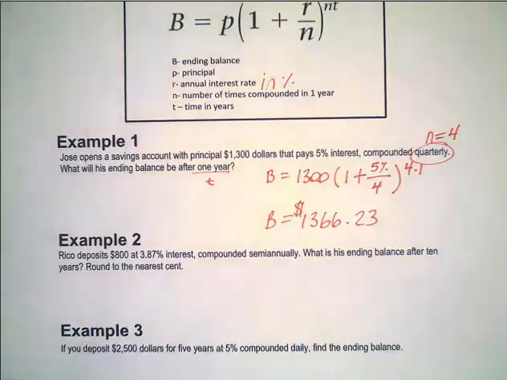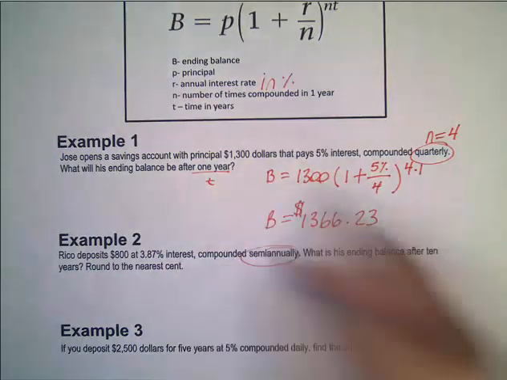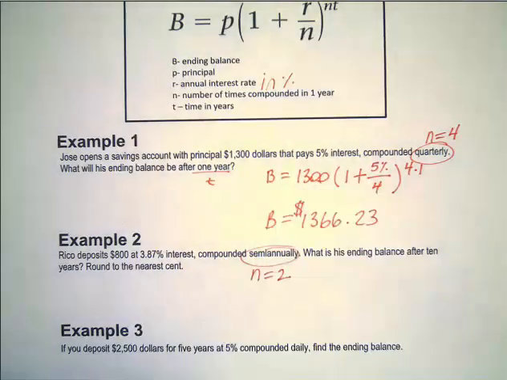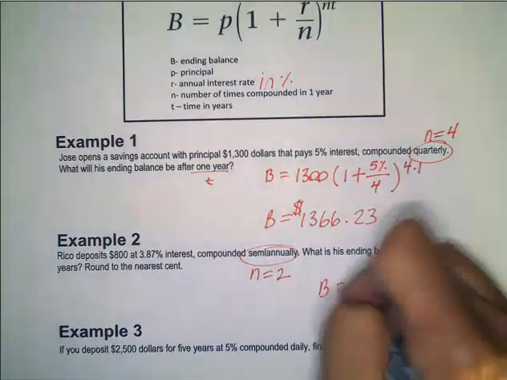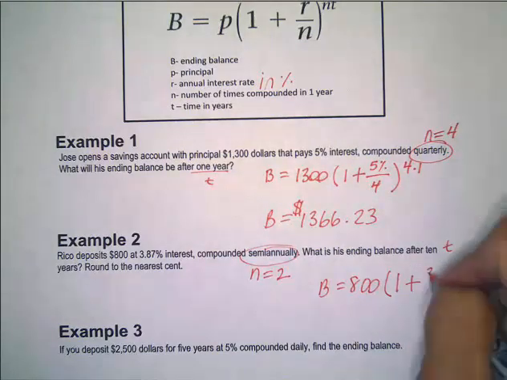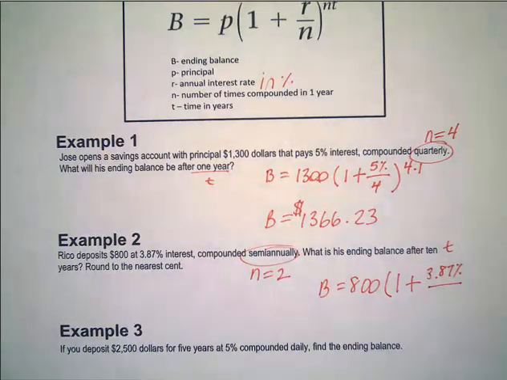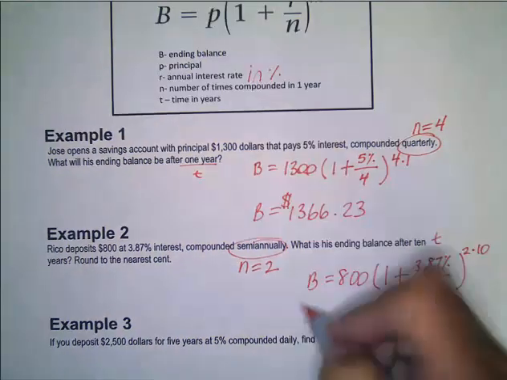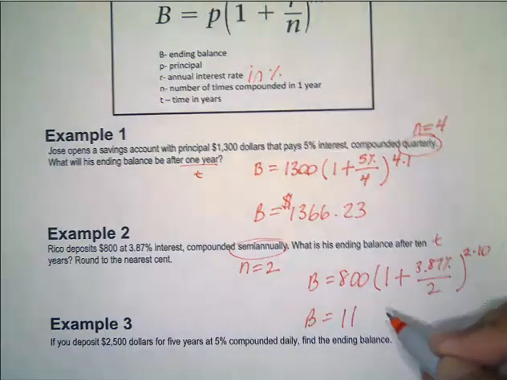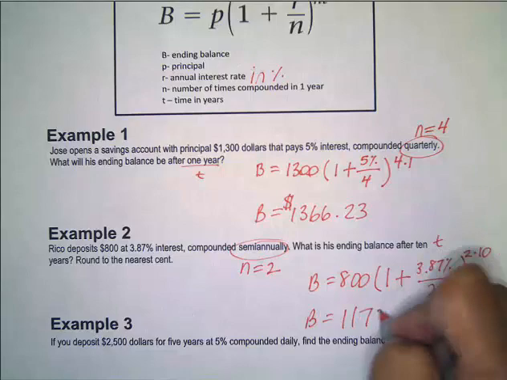All right, next one. Rico deposits $800 at 3.87% interest compounded semi-annually. So that means N equals 2. What is his ending balance then? 10 years. So that's our T value. So B equals 800, 1 plus 3.87% divided by N equals 2, raised to the 2 times, now we're doing 10 years. Go ahead, pause, and get your answer. You should have $1,173.70.